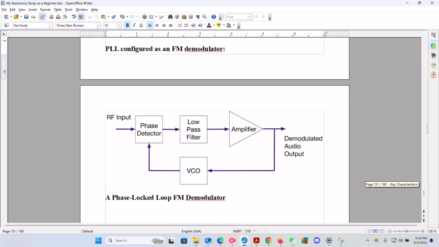So what we have essentially is the RF input, that's a radio frequency input, going to the phase detector. From the phase detector it goes to the low pass filter, and from the low pass filter it goes to the amplifier, that's to amplify the signal. And then you will have the demodulated output, which is going from AM to FM. Okay. When you modulate it, you go to AM, and when you demodulate it, you go to FM. Okay, so that's a demodulated audio output. So it's the audio output that has been changed to FM, and it's going to the VCO, and then the VCO goes back to the phase detector, and so on.